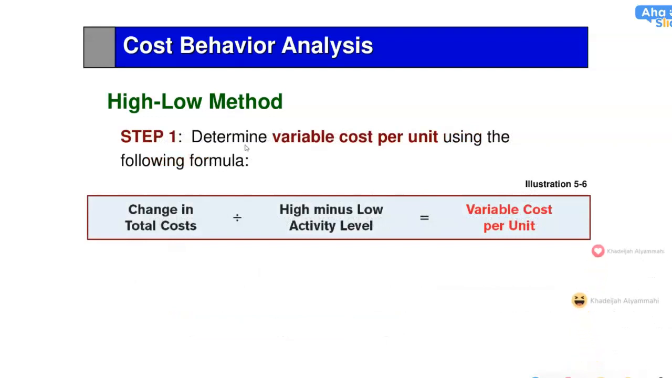And so the formula here for the high-low method is, first of all, determine the variable cost per unit. How do I do that? Well, I take the costs at the high level and the cost at the low level, and I get the change in total costs. And then I take the change in activity. I subtract the high level of activity and the low level. And in that way, I get the variable portion per unit.